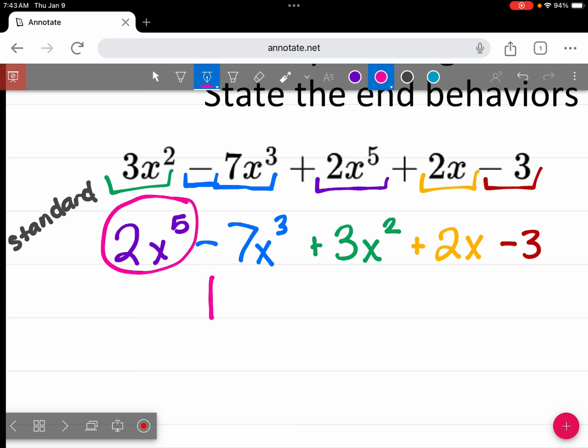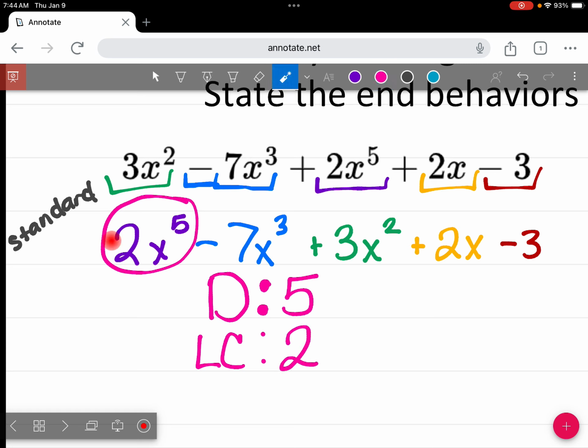So what is the degree of this polynomial? What is the degree of that pink term? What's our degree? 5. And what's our leading coefficient? 2. So by putting it in standard form, it just puts that term that's in charge right in the front. So sometimes it's helpful to do that. Sometimes it's easier to do it the other way around. It genuinely is up to how your brain likes to process things. It doesn't matter what order you do them in.